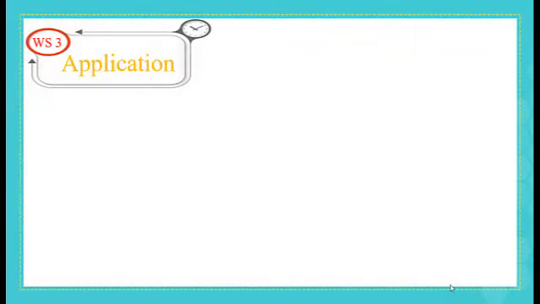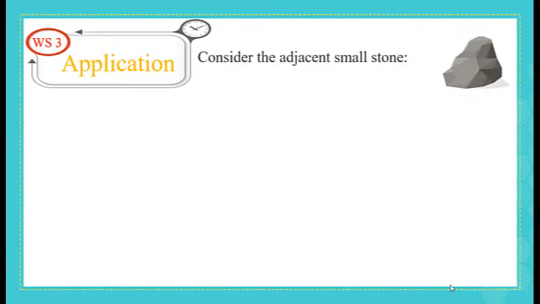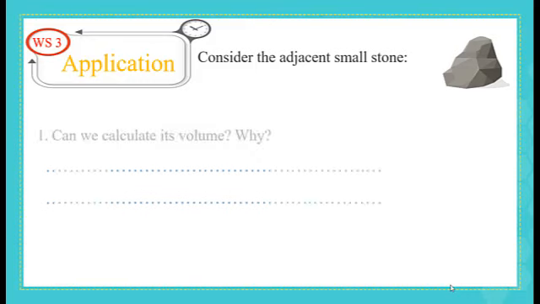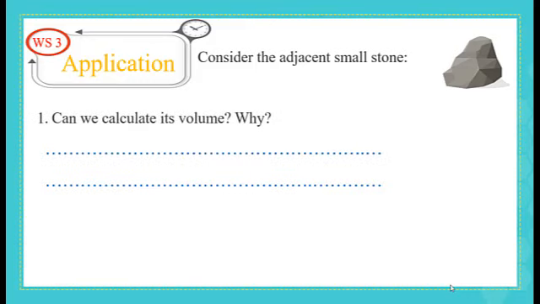Application: open your worksheet number 3 and follow me. Consider the adjacent small stone. Can we calculate its volume? Why? Look at this stone. Is it of regular geometrical shape or irregular shape? Yes, right, it's of irregular shape, so it doesn't have length or width or height.